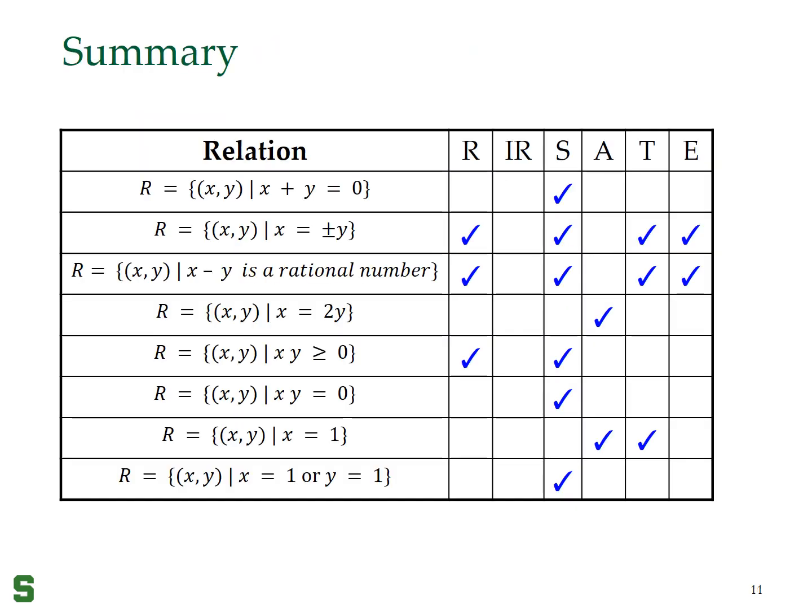So here is a summary of some of these. For each one, we have identified whether the relation is reflexive, irreflexive, symmetric, antisymmetric, transitive, or equivalence relation. And these two relations are equivalence relations because they are reflexive, symmetric, and transitive. And that's what we needed for equivalence relation.